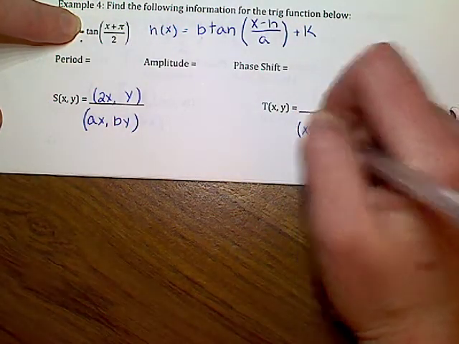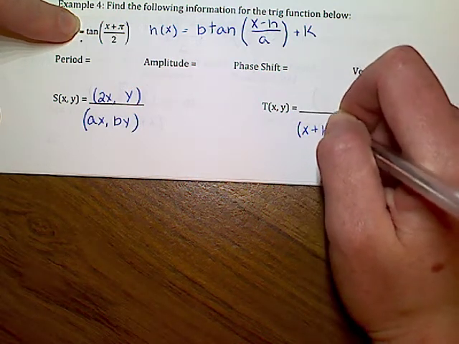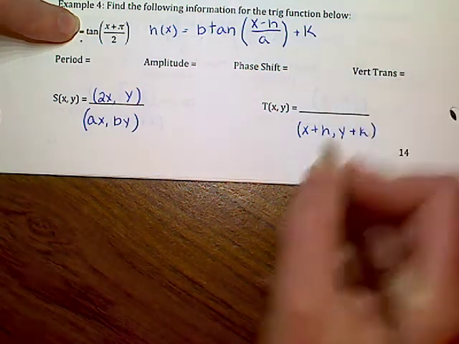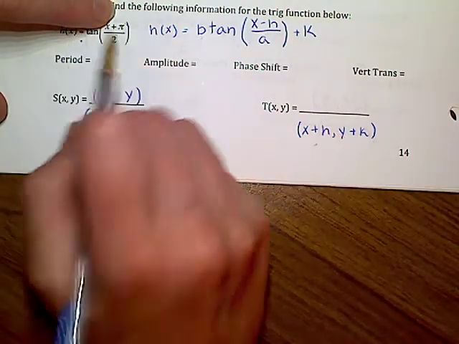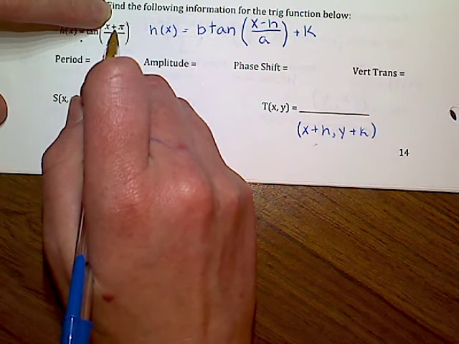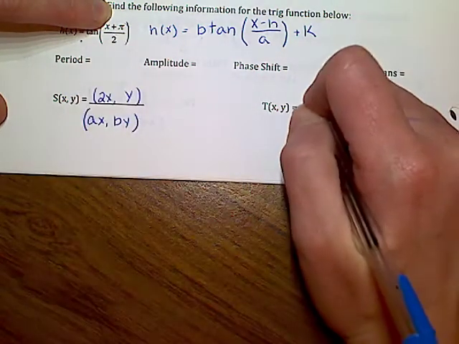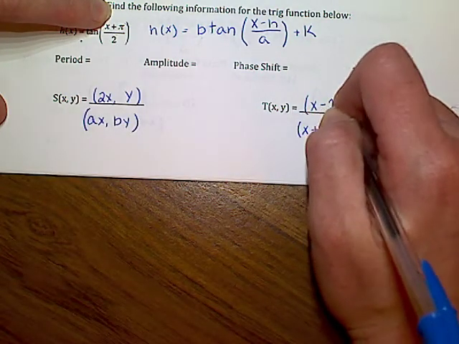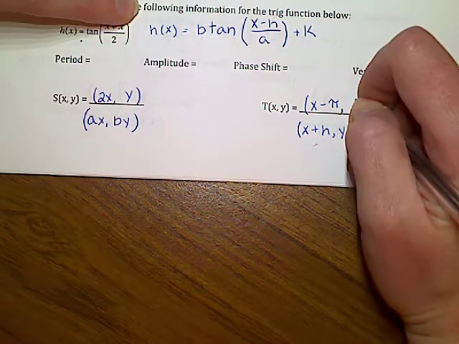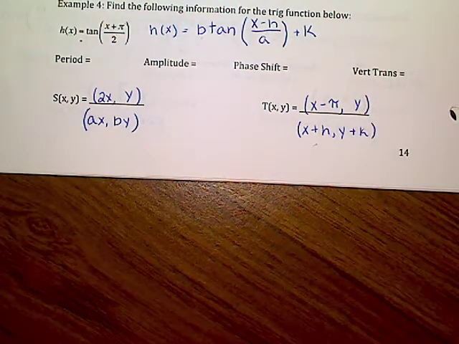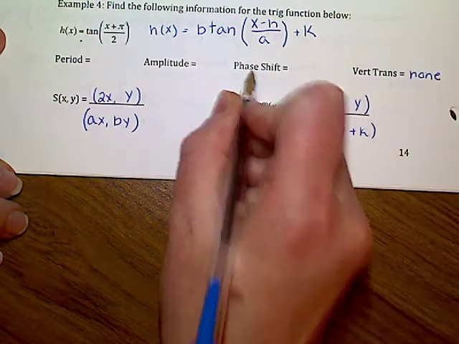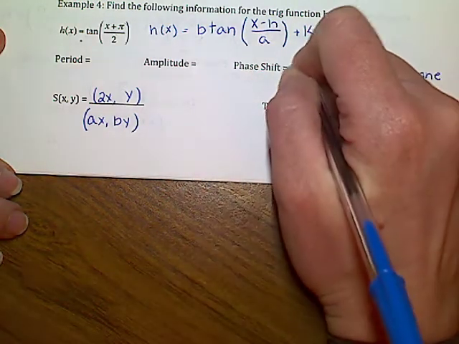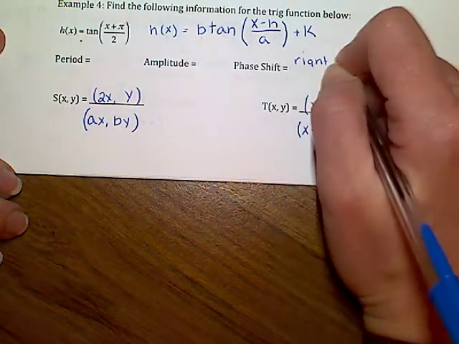Our translation rule would be x plus h, comma y plus k. So here, if I have a plus pi on the inside, in our translation rule that'll be x minus pi. And there's no k value, so just a y. So that means there's no vertical translation. There is a phase shift to the right pi.